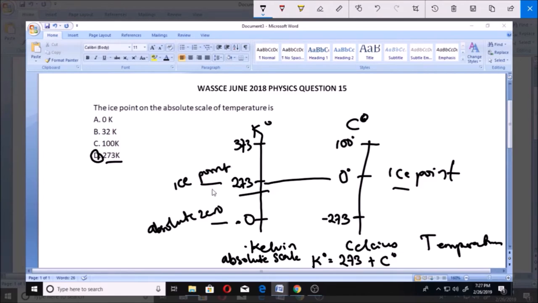So take note. And Kelvin is also the absolute scale of temperature. So the vapor point, the boiling point, is this point. So take note of all these. So the right answer is 273 when you're taking it in the absolute scale of temperature, which is the Kelvin scale. Understand? But if you're taking it in the Celsius scale, it will be 0 degrees Celsius. But you can see that everything here is in Kelvin, so that makes the answer to this problem. Thank you.